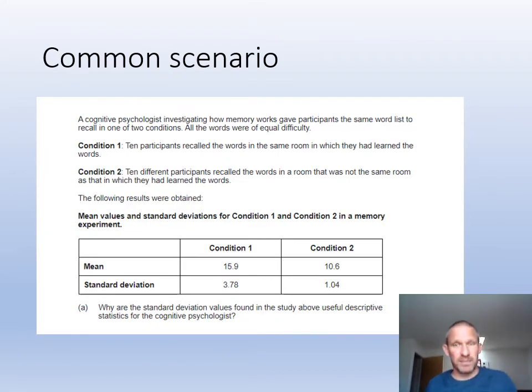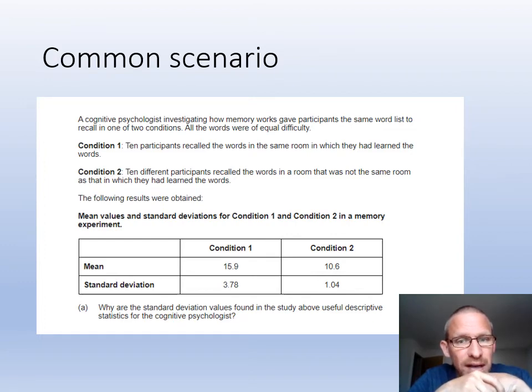Now I'm showing you this common scenario where you're given a table and it will have a mean and a standard deviation. Now I'll need my glasses for this. Right. So we've got condition 1, recalling words in the same room that they've been learnt, and then condition 2, recalling words in a different room.